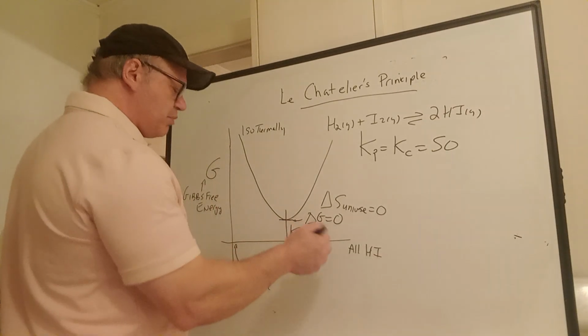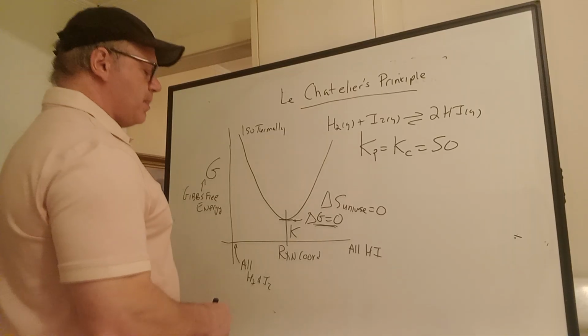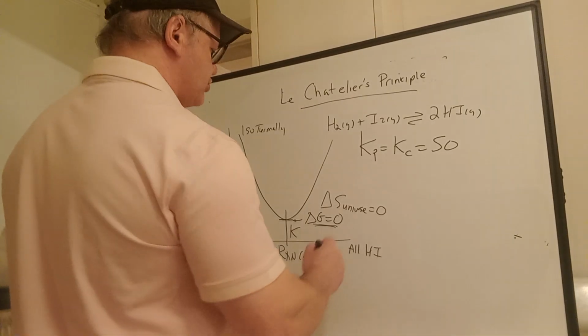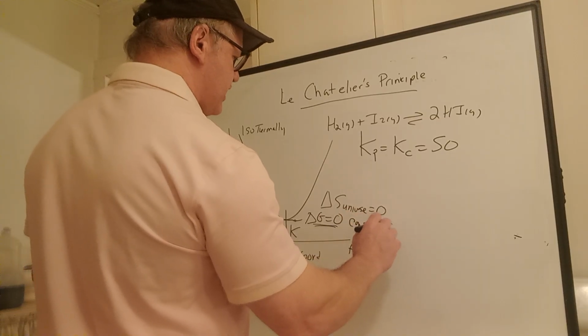So the big one we work with here is the equilibrium condition, delta G equals 0, and this is under constraints of constant T and P.